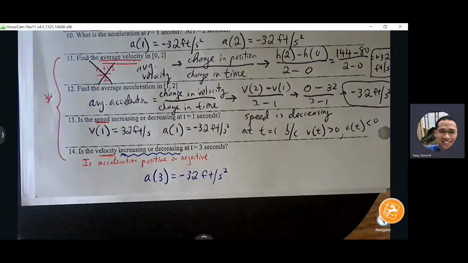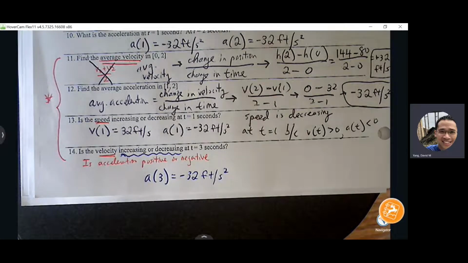So because acceleration is negative, we can therefore conclude that velocity is decreasing at t equals 3 seconds.